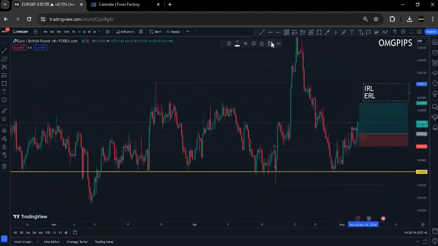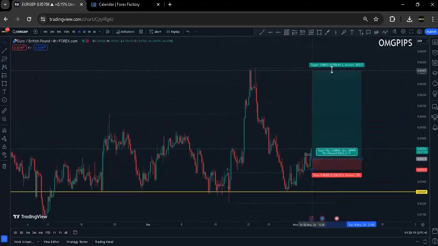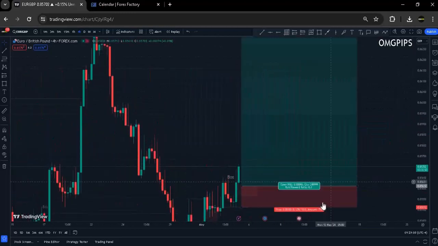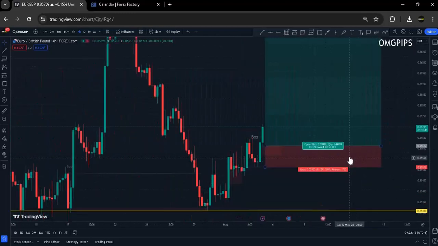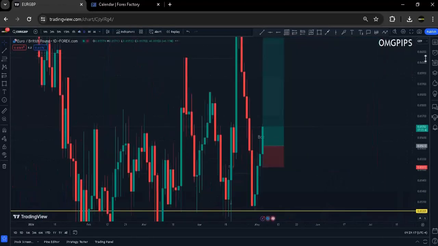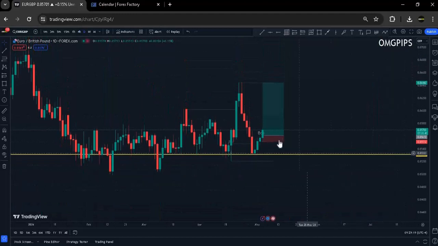Internal range liquidity, external range liquidity, don't forget that. This is our first entry, right? It's an 8% setup. 1 to 8. And this is most likely going to take a couple of days, because you can see on the daily time frame our entry would be right there.